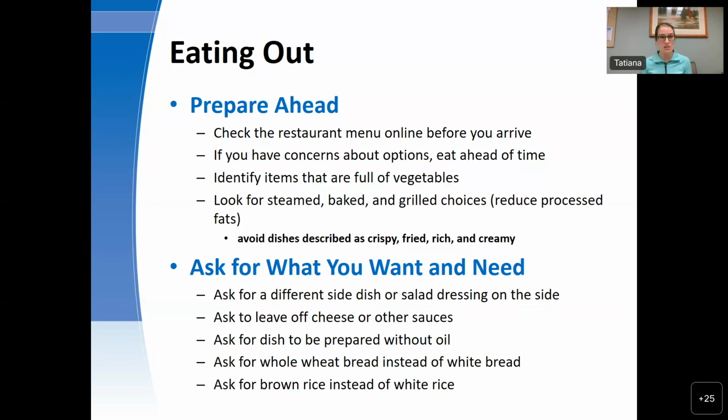Obviously, we want to look for things that are chock full of those vegetables, and then be mindful of cooking processes. Steamed, baked, and grilled are going to reduce any type of added fats generally. We obviously want to not order things like crispy, fried, rich, creamy. These are all going to generally include some type of added oil, which we don't want.